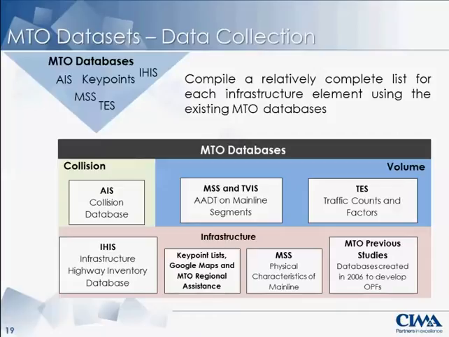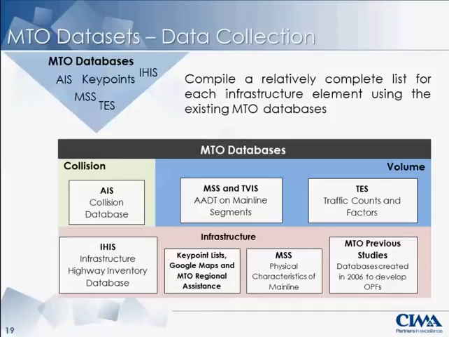Fortunately, we have Google Maps, right? So we had to drive through all the problem locations with Google Maps to make sure that the information in IHIS is complete. And then we have AIS, Accident Information System. That's the database that MTO has for collision data.